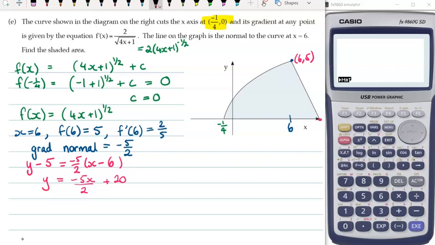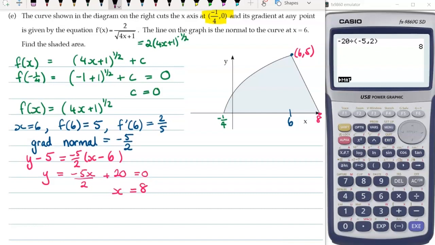And we can use that to work out what point that line gets down to the x-axis. And that'll happen when y equals 0. So if we set that equation equal to 0, we will have x would then be minus 20 divided by minus 5 over 2. So x is 8.